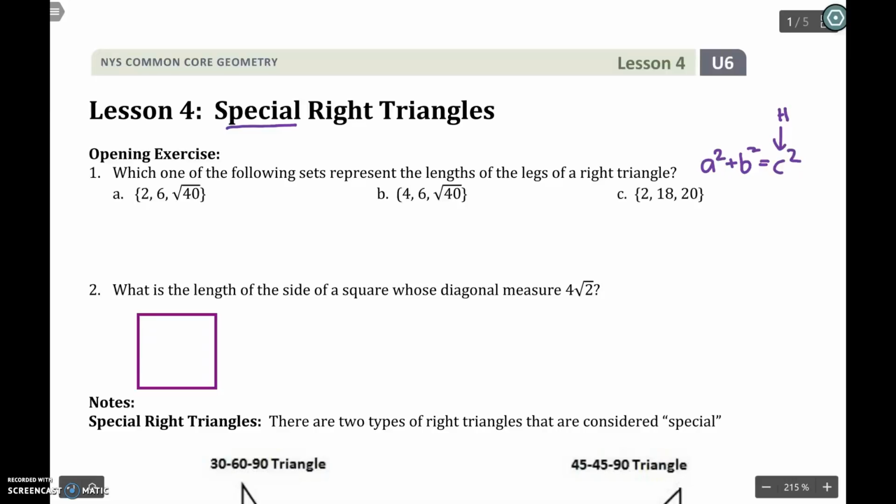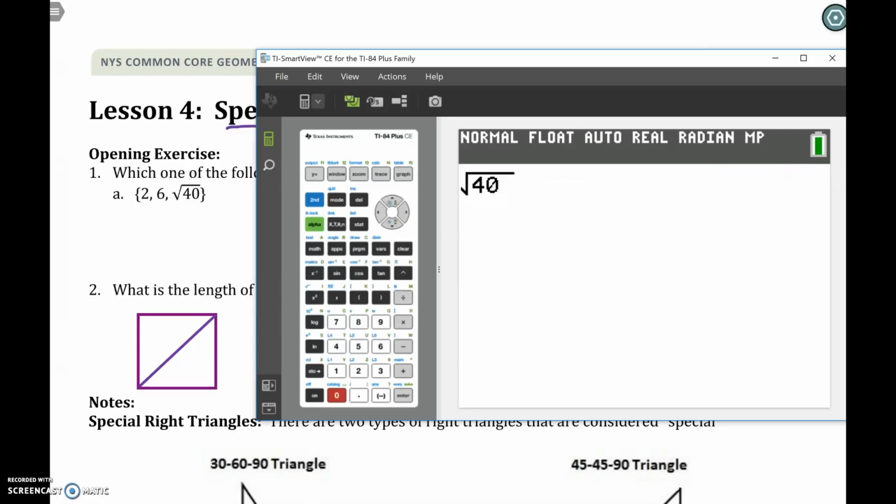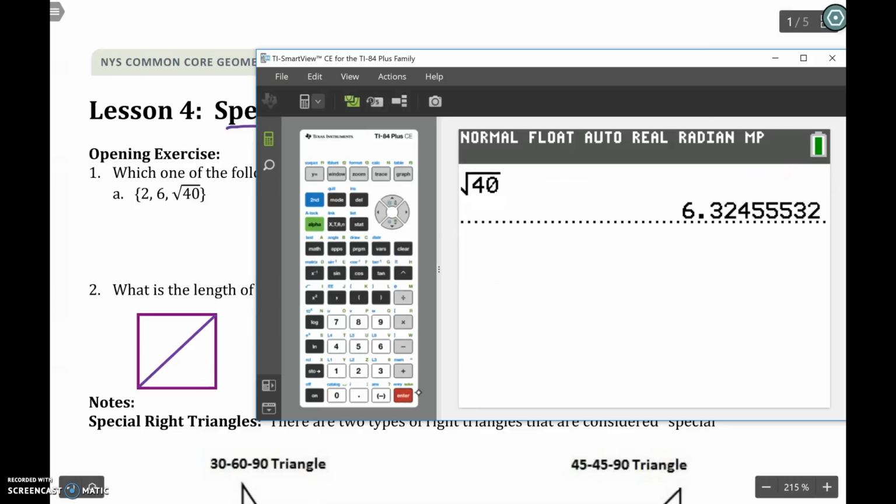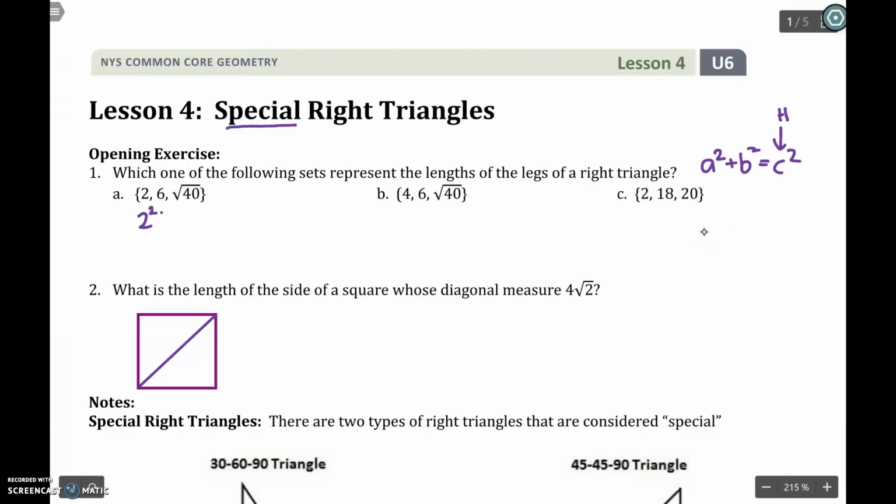So the first thing I need to figure out is which one is the longest side, 2, 6, or radical 40. In order to do that, I need to know if radical 40 is bigger or smaller than 2 or 6. So I would put that in the calculator, and I can see that it is 6.3, which means it is the biggest of the three numbers. So it's going to be my hypotenuse. So when I go to plug it into Pythagorean theorem, it has to be C.